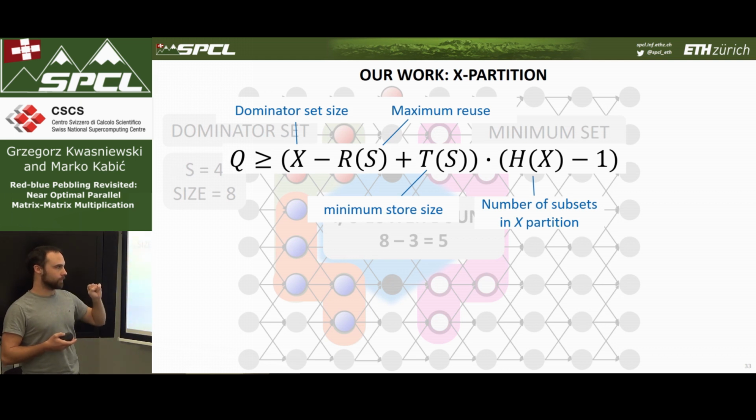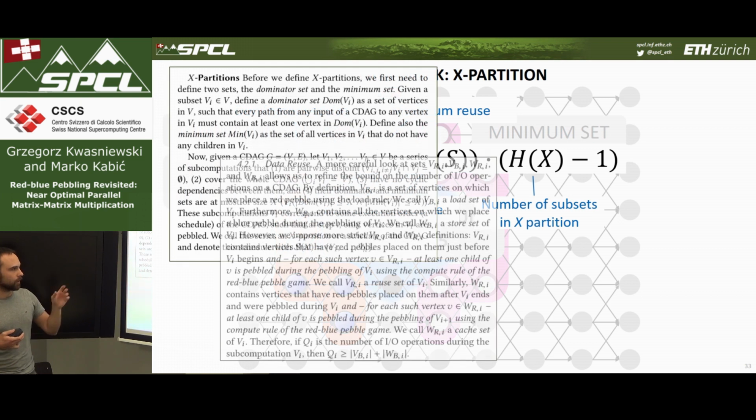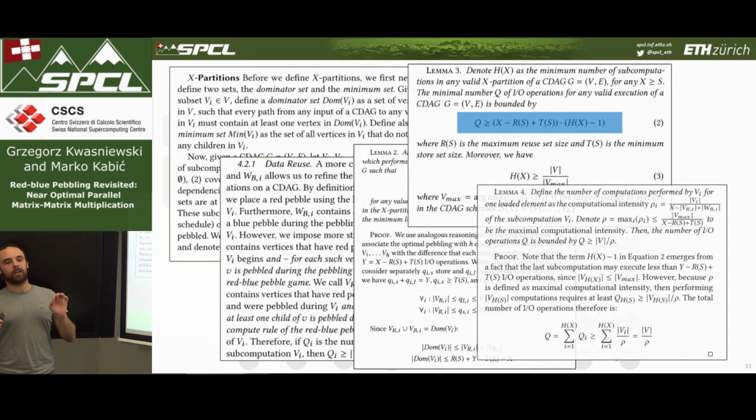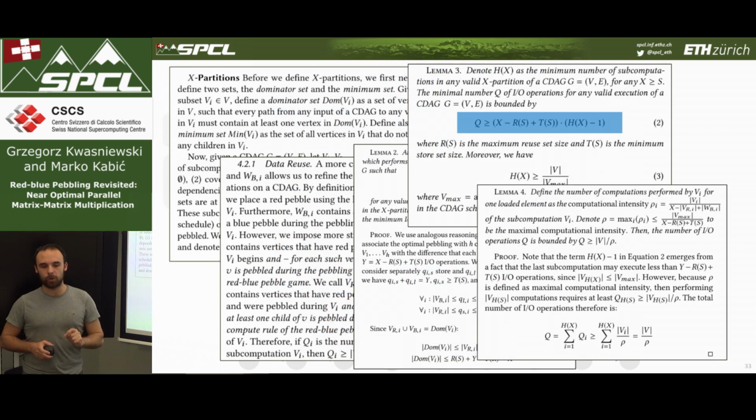The same argument goes for stores, and then the number of subsets in the X-partition. Now, to prove this lemma actually required quite a bit of work with several intermediate steps, but in the end it gave us a very powerful tool, because X-partition works for any computational DAG, and it allows us to derive the lower bounds much higher. So, armed with our new powerful tool, let's tackle matrix multiplication.